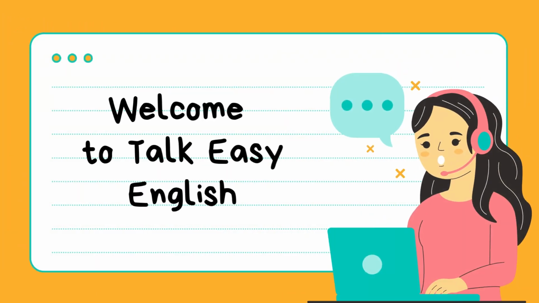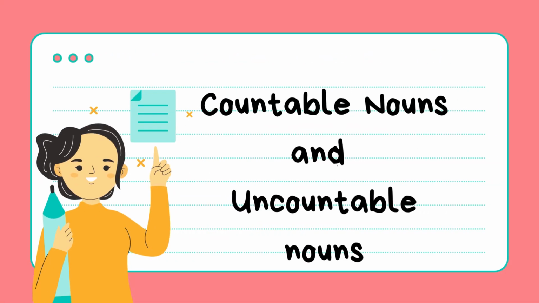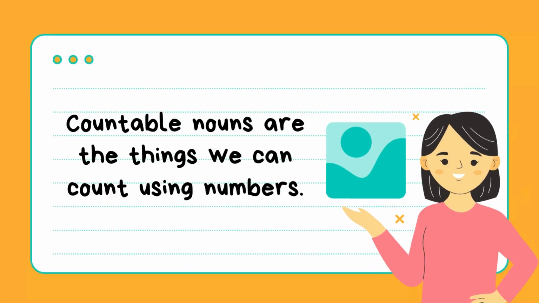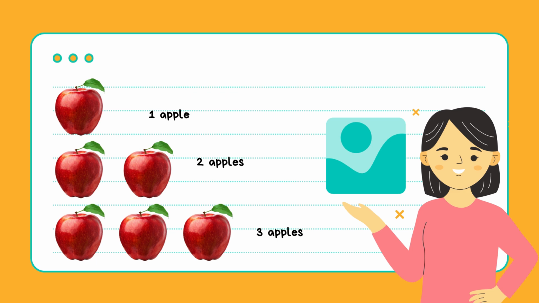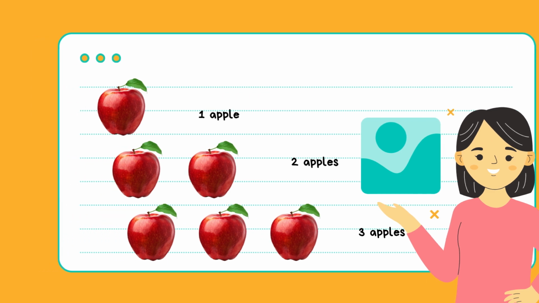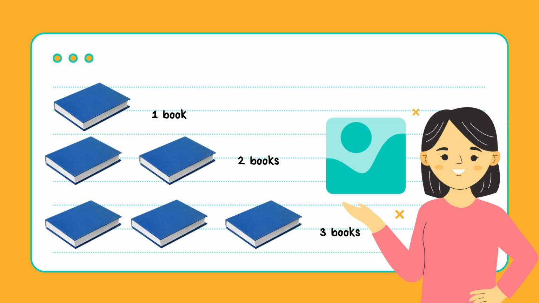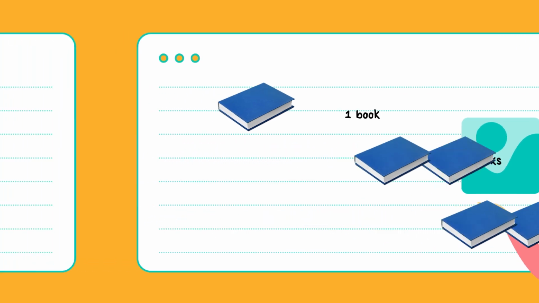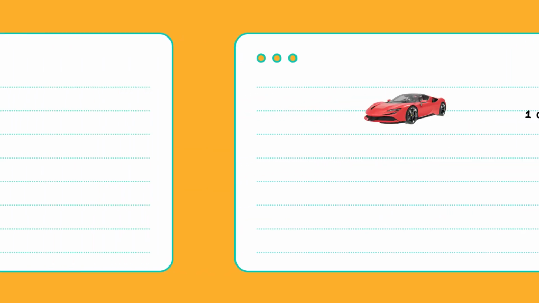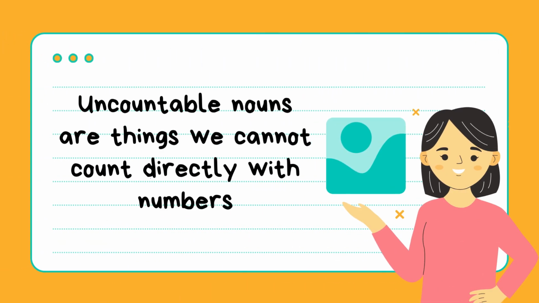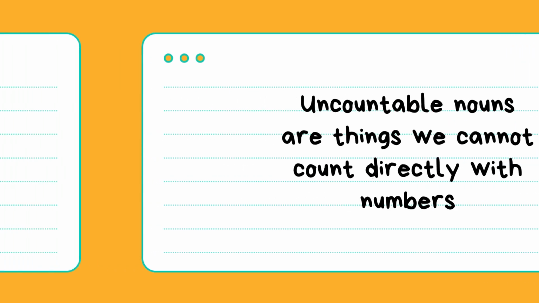Today we are going to learn something very useful in English grammar, countable nouns and uncountable nouns. Don't worry, I will explain in a super simple way with examples you already know. Countable nouns are the things we can count using numbers. Uncountable nouns are things we cannot count directly with numbers.